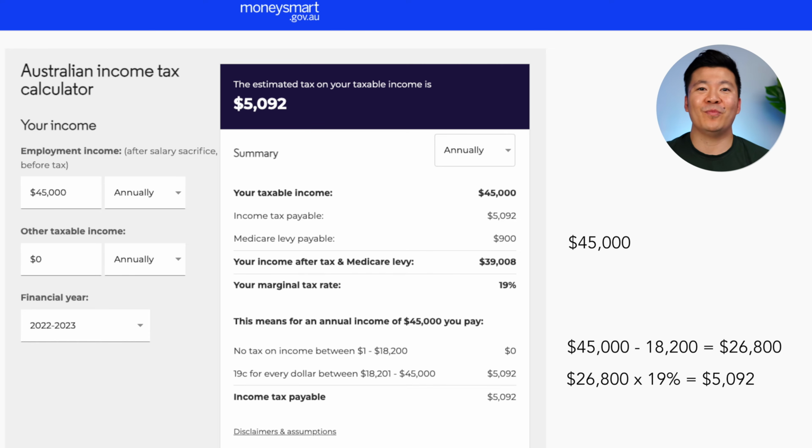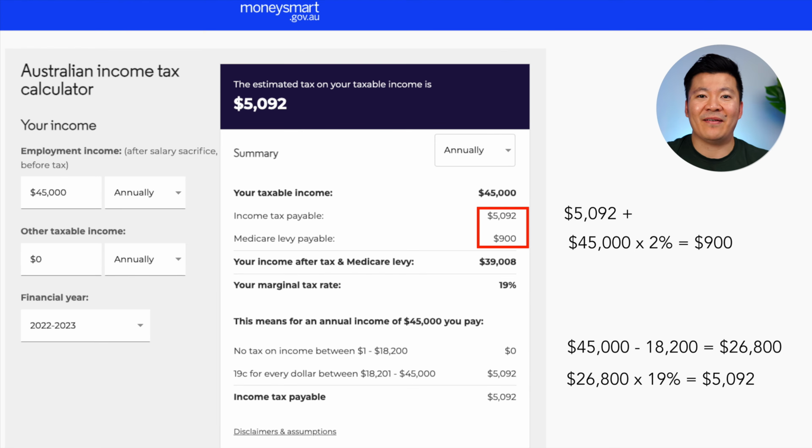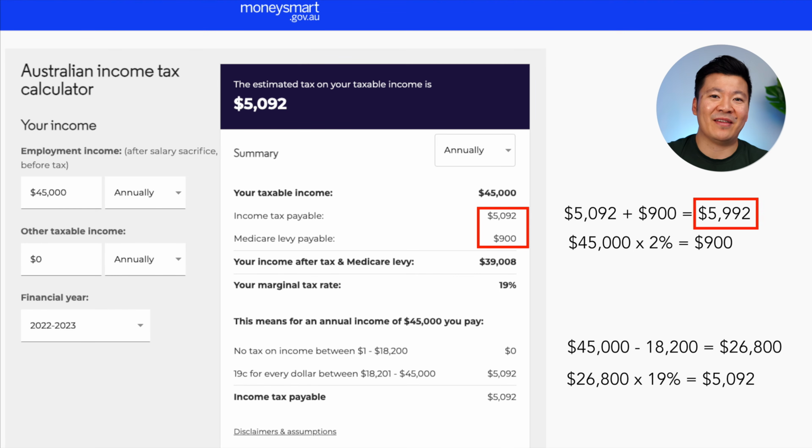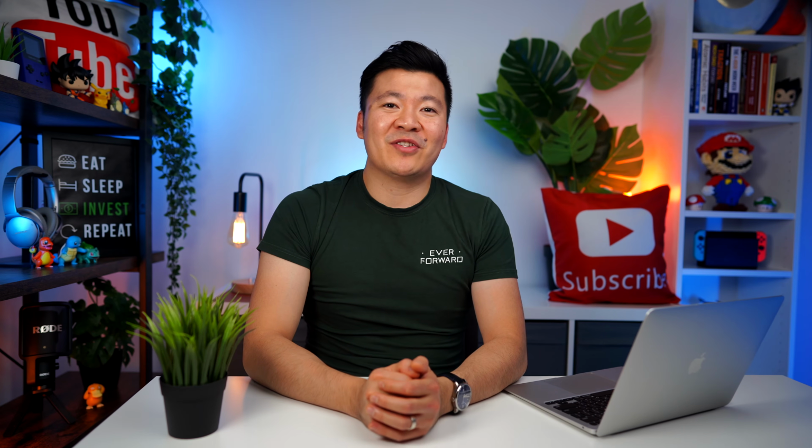Then we need to include the 2% Medicare levy on $45,000, which is $900. This is Sally's Medicare levy payable. So if we add them together, that is $5,992. This is the total tax Sally will have to pay for the year. Easy peasy, right? Let's move on to the second example.